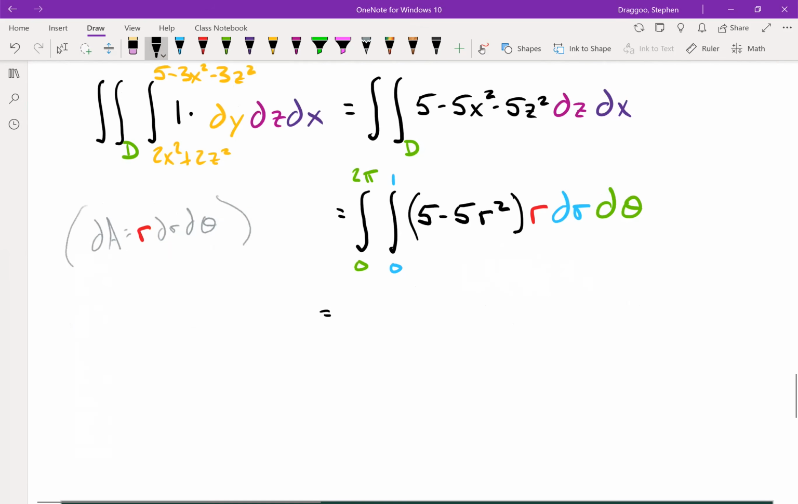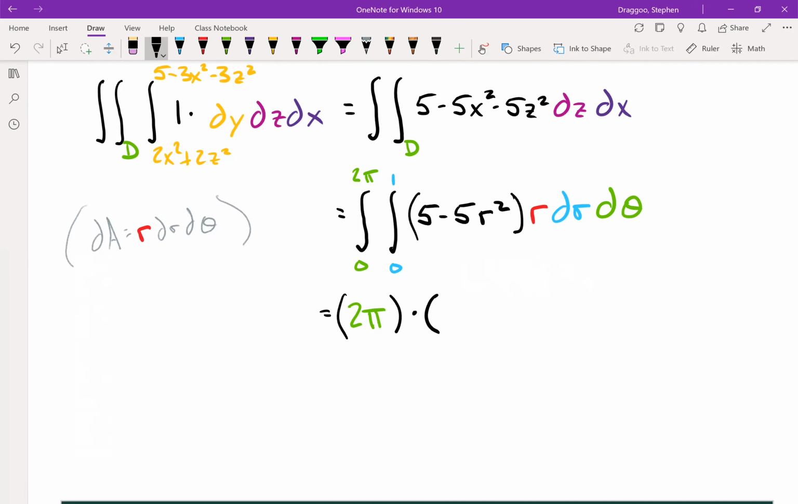So what happens next? We've got 5r minus 5r cubed, which we'll integrate in a second. But also notice that there's no dependency on theta in this integrand, which means I could just separate out these two integrals and then multiply them together. So this thing is going to come out to 2 pi for the theta integral times whatever we get when we do the r integral.